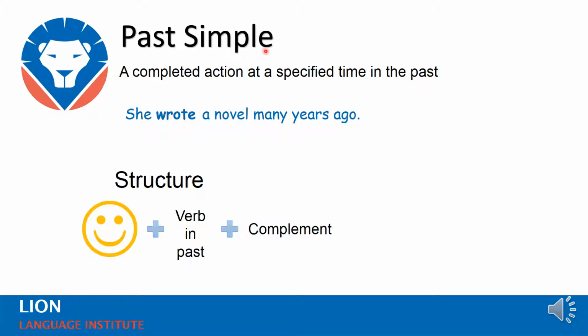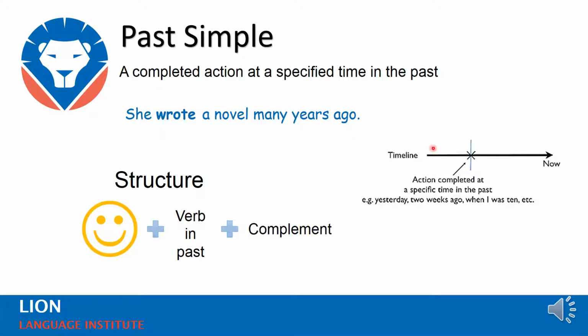Past simple. We use past simple to talk about a completed action at a specific time in the past. Here we have an example. She wrote a novel many years ago. In our timeline, we can see here that the action that happened in the past was completed at a specific time in the past. Another example can be yesterday, 2 weeks ago, or when I was 10.